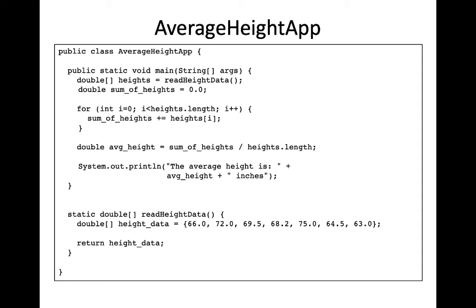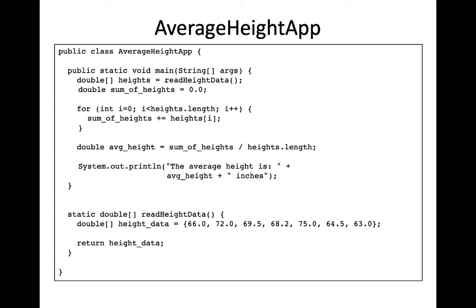And we can see that when we start off in main, the very first thing we do is declare a variable heights, which is a double array variable, basically can point to a double array, and we are setting it equal to the result of calling this other method that's defined in our class, read height data. So that very first line inside main calls the other method.